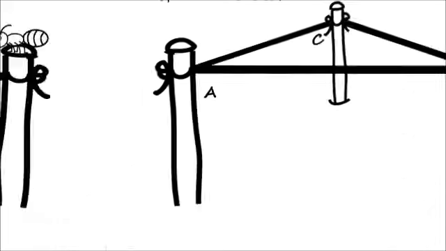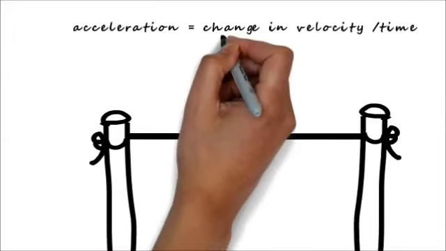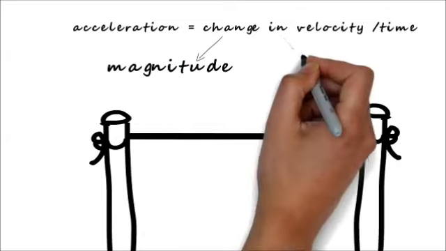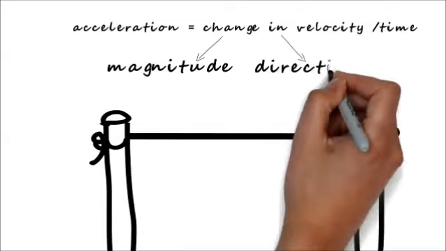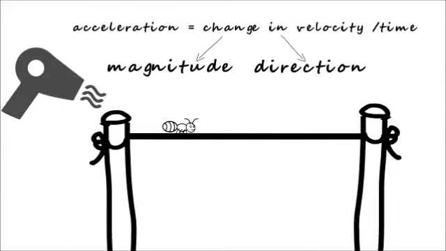Now acceleration will be the change in velocity with respect to time. We say that the velocity of an object changes if the magnitude of velocity changes or its direction changes or both of them change. In the case of our ant, suppose a blower blows air on the ant. The magnitude of velocity of the ant increases continuously. Hence, it is an accelerated motion. We can say that the blower accelerated our ant even if it changed its direction of motion.